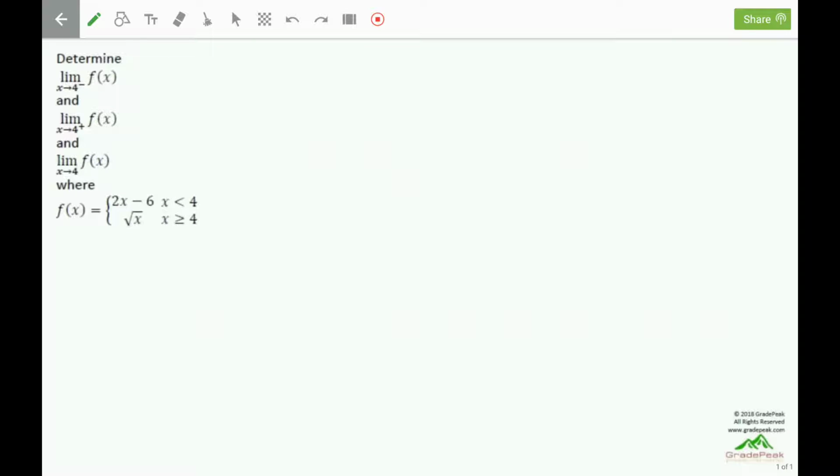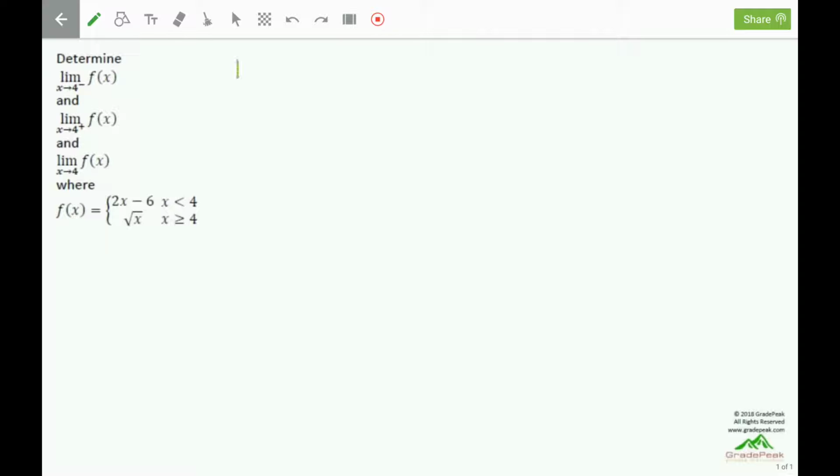Determine the left-sided limit and the right-sided limit and the two-sided limit as x goes to 4 of f of x, where f of x is the split expression function of 2x minus 6 if x is less than 4, or the square root of x if x is greater than or equal to 4.